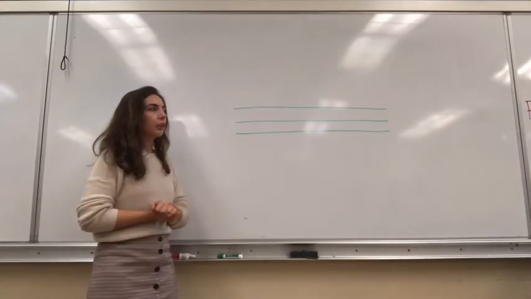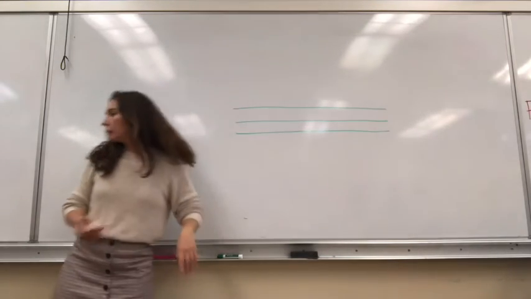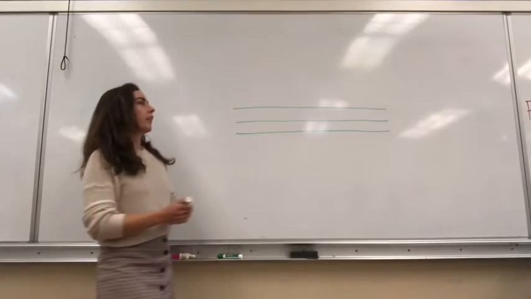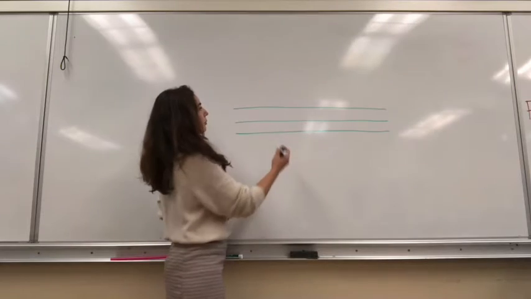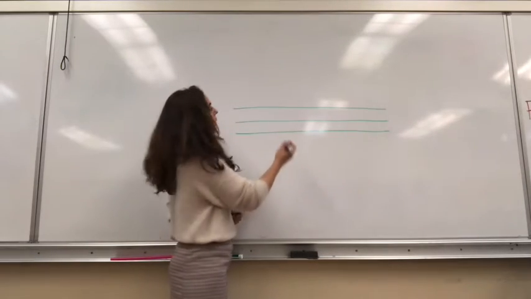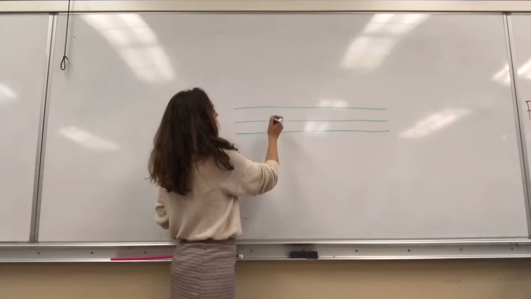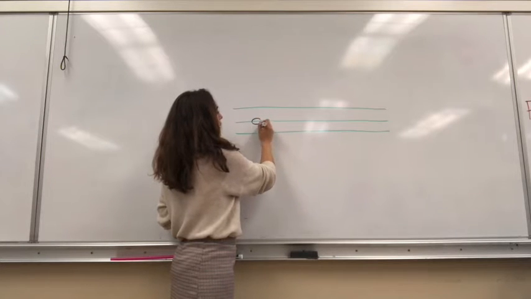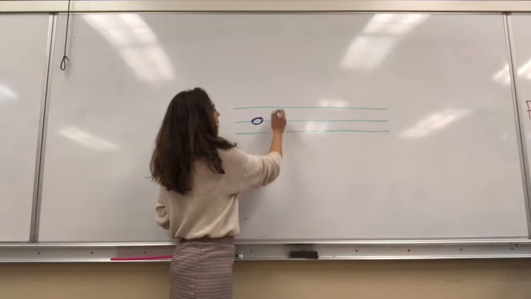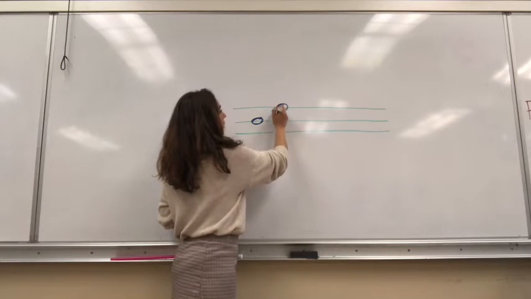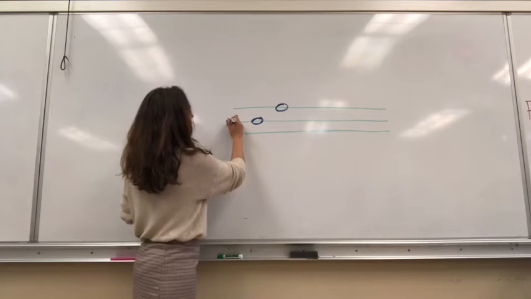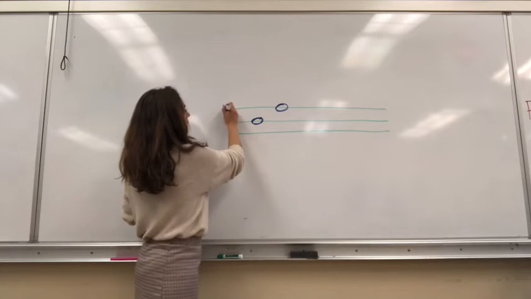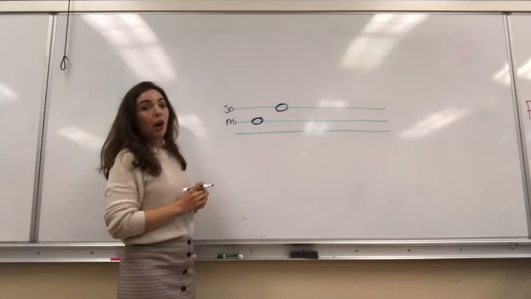So we're only going to use 4 notes today. We're going to start with the notes that we learned very first. So we're going to start with mi and so. This one is our mi line, and so is our top line.